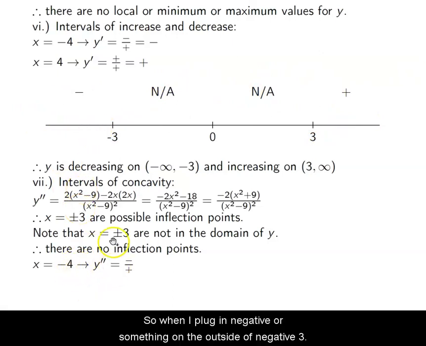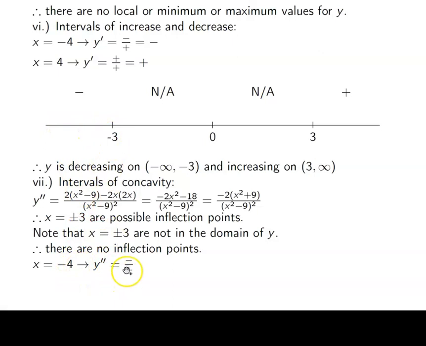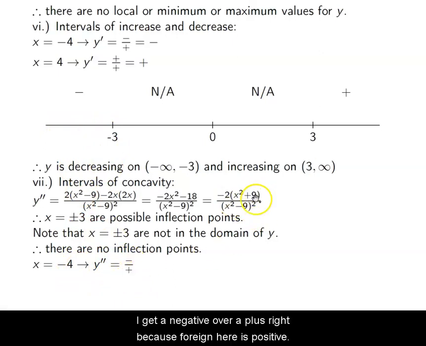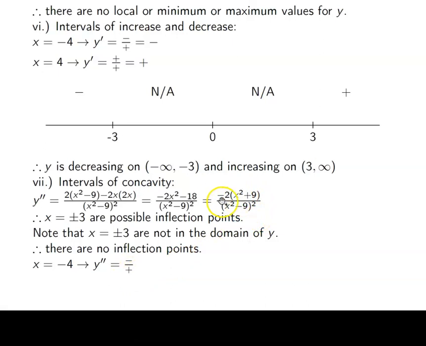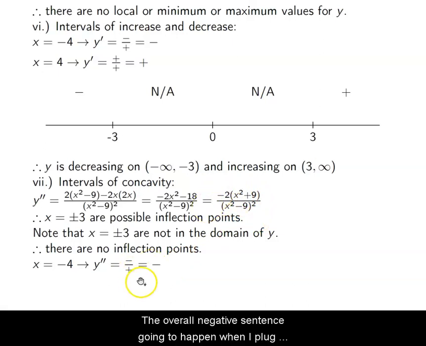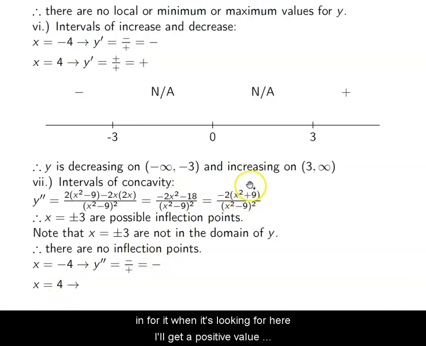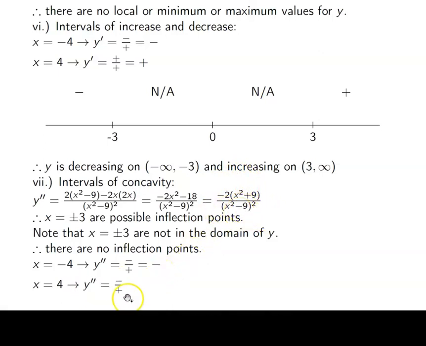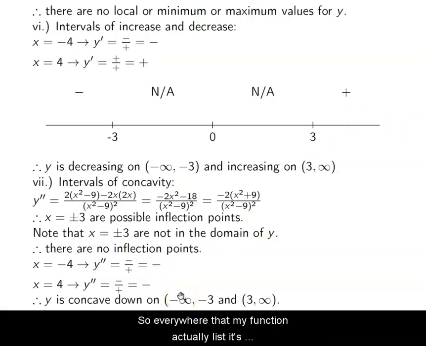So when I plug in negative 4, something on the outside of negative 3, I get a negative over a plus, right? Because 4 in here is positive, and then it changes signs. So overall it's negative. Same thing's going to happen when I plug in 4. When I plug in 4 here, I'll get a positive value on top, and then a negative 9. Everything on the denominator is squared, so no matter what, it's always going to be positive. So I am concave down everywhere that I exist, right? So on this side of the domain and on this side of the domain, I'm concave down, right? So everywhere that my function actually exists, it's concave down.